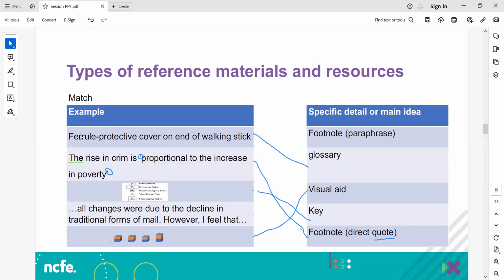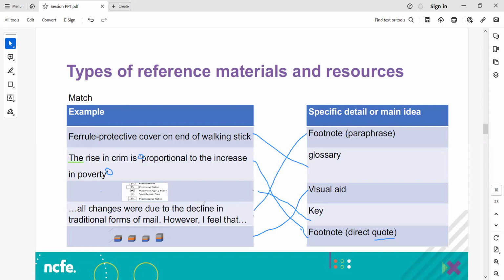Okay, so this is a definition. I don't know what the word is that it's explaining, if I'm honest, but it's explaining a word from the text that is a protective cover on the end of a walking stick. Okay, so that means the final one. All changes were due to the decline in traditional forms of mail.